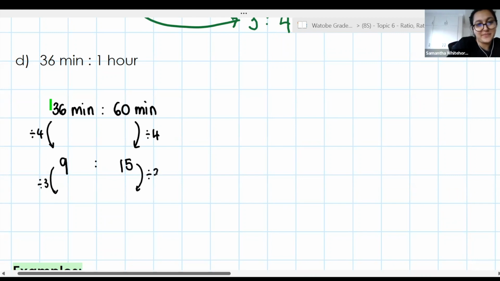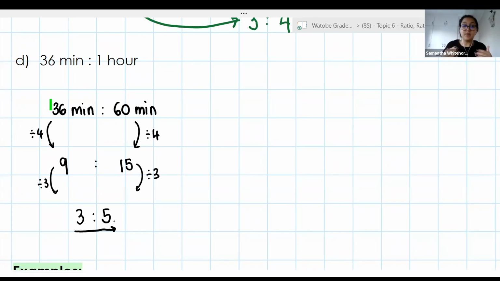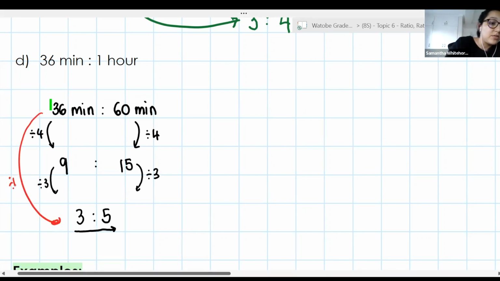Okay, good. So this is again Shauna explaining to us why you don't have to do your simplification all in one go. You can do it step by step. If you saw that you could divide both of them by 12 right at the start, that's fine. If you divide 36 by 12, you get 3. If you divide 60 by 12, you get 5. That's okay.